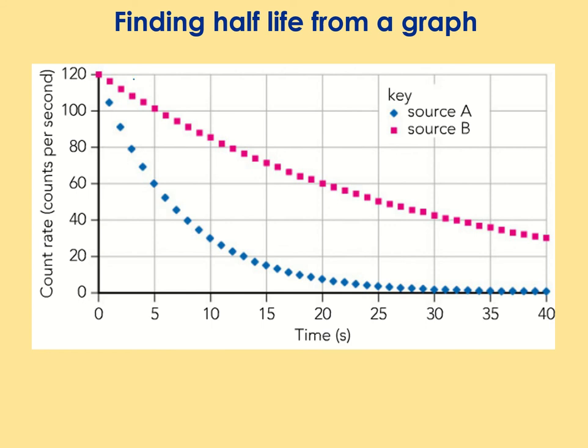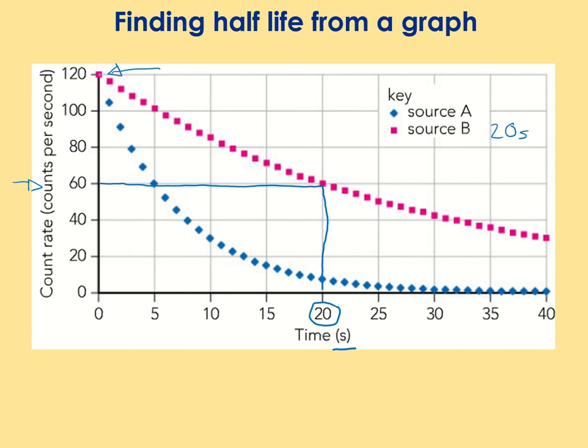Okay then, so starting off with source B, the original value is 120. Half it to get 60. Draw across to the curve and down. The answer is 20. The unit is seconds. So for source B, it is 20 seconds.